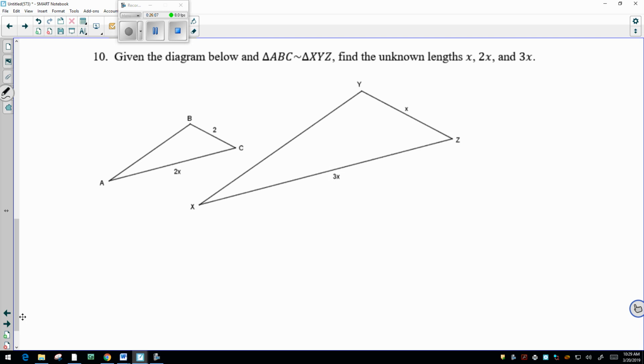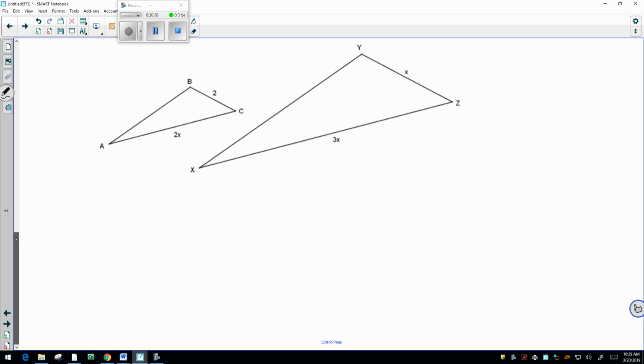They're in proportion. So now I'm not using that concept of like the side splitter theorem. Now I don't have triangles that are overlapping. I just have plain old triangles that are similar, and I have to find their values. And I have to keep the corresponding sides in order. Okay, so in other words, what does 2 correspond with? X, and 2x corresponds with 3x. Okay, so give me a proportion that we could solve here.